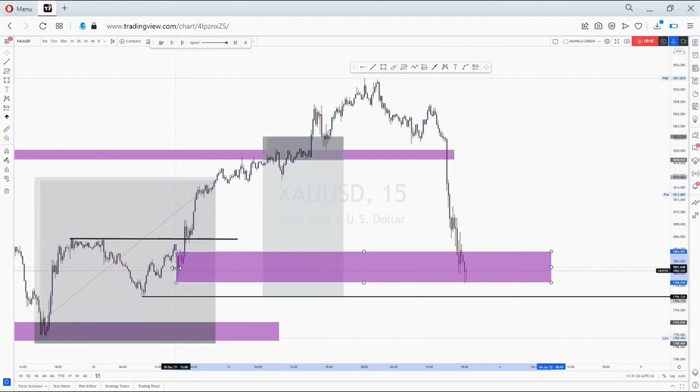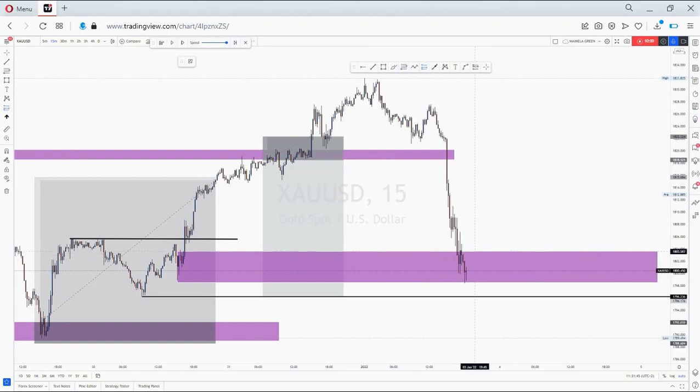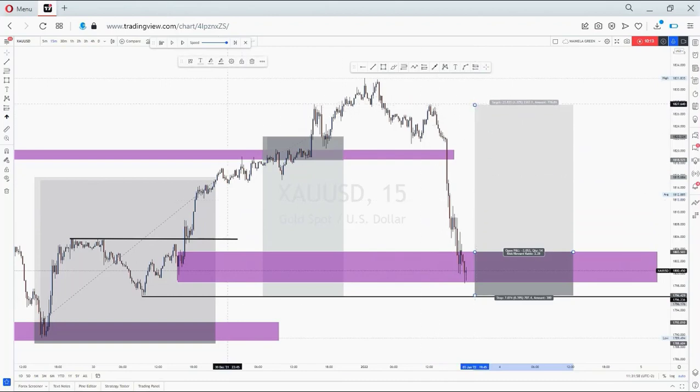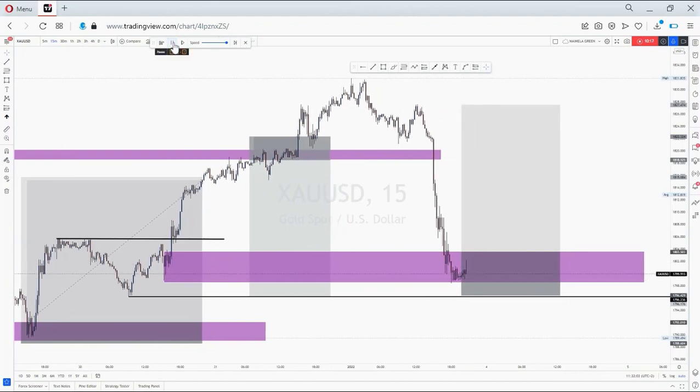I'm just gonna mark this whole level, because I'm trying to cover also the pin from this movement here. This is how I mark my level. Then let's put our TP and stop loss, always 5 pips below the order block lines. And let's put it here, the previous high. Let's see.